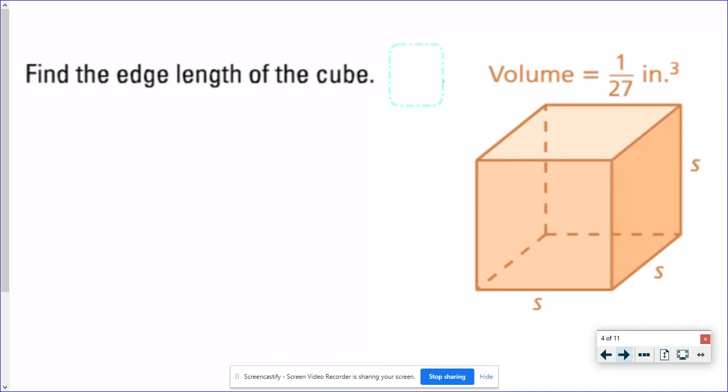Just like when we had fractions with square roots, we're not going to worry about it with this either, because the numbers that I'm giving you are both perfect cubes. To be able to find the side length on this, we would really take the cube root of 1 over 27. Well, the cube root of 1 is just 1, and the cube root of 27 is 3. So each side is going to be 1/3 of an inch.